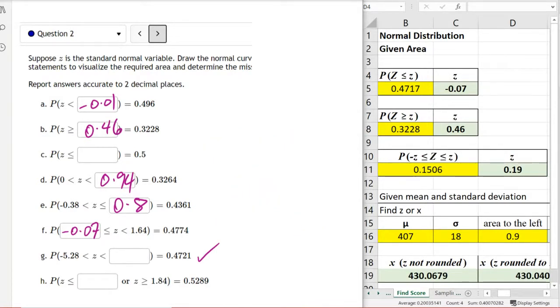Okay, so the same thing applies to part G here, and that is similar to what we had in part E. And then part H is also similar, so let's just look at part H. In part H, we have positive 1.84 on this side. We have some area there. And then we have another Z1 somewhere here. We have some area there.